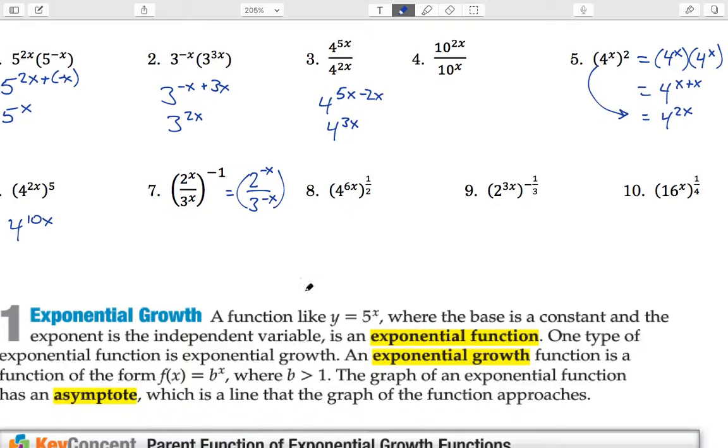The second property is, what do you do with a negative exponent? Because that is not something you will ever leave as an answer. It's a negative exponent. Do you remember what that does?